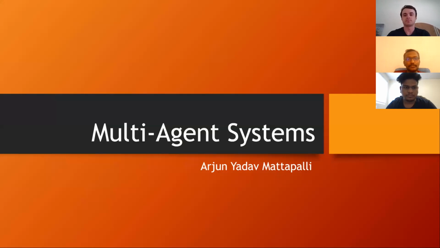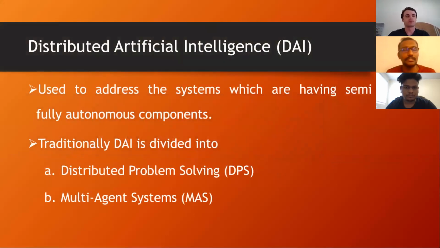Here, I'm going to discuss multi-agent systems in artificial intelligence. The multi-agent system study is based on, like the name, distributed artificial intelligence. It is used to address systems which have semi-automated systems and fully autonomous components.